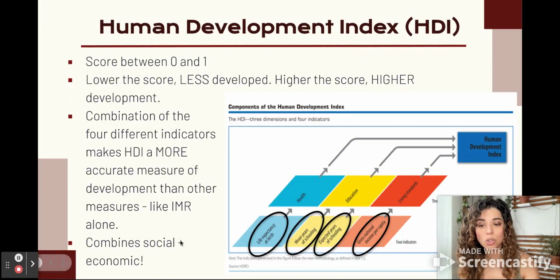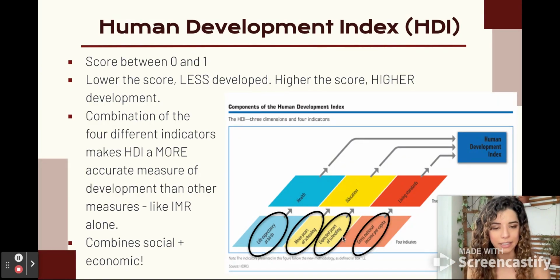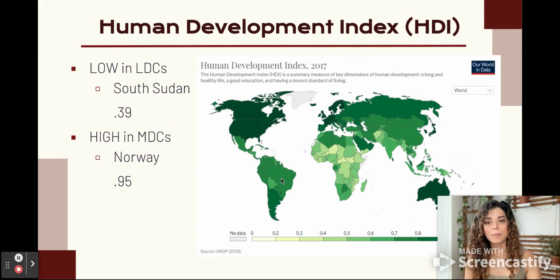It combines social and economic measures. So here we have life expectancy at birth, years of schooling, expected years of schooling, and then the gross national income per capita. So all of those, we have health, education, we have living wages, that kind of thing. All that gets combined and factored into HDI. So this tends to be low in less developed countries and high in more developed countries.